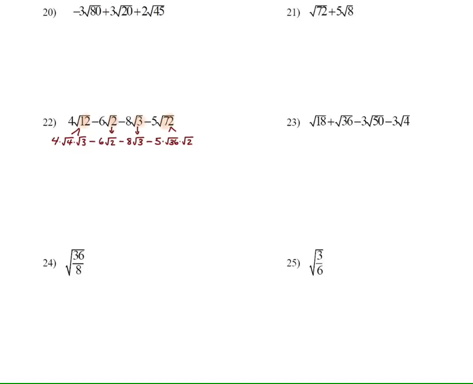So all I did was break up the radicals that had perfect squares in them in hopes that I could maybe see what adds and subtracts together. So the first term now becomes 4 times 2 on the outside, which is 8.